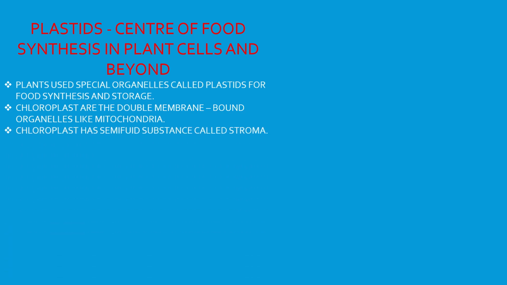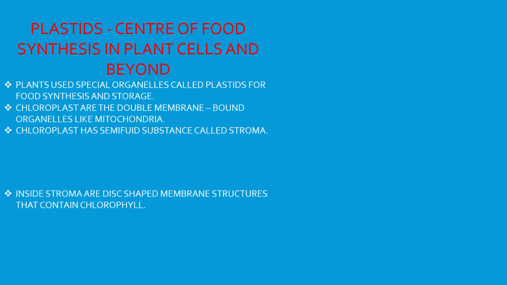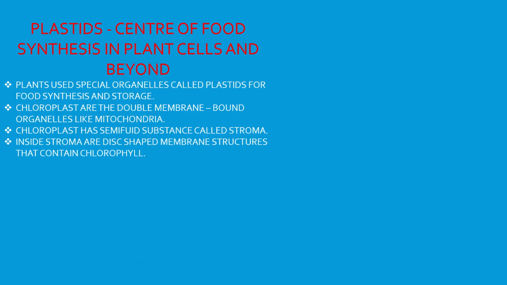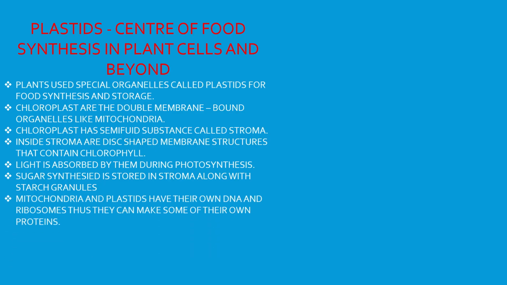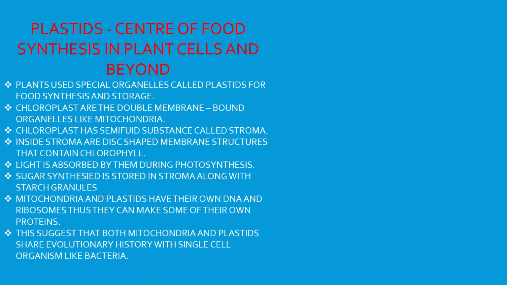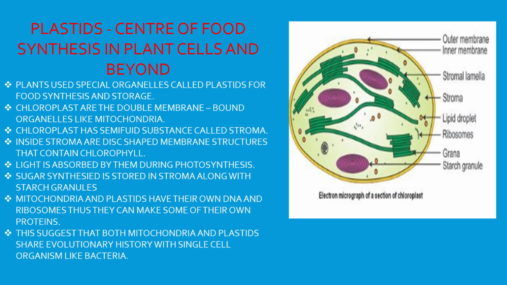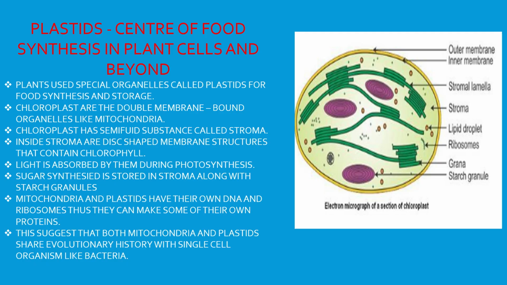Chloroplast has a semi-fluid substance called stroma. Inside the stroma are disc-shaped membrane structures that contain chlorophyll, and this chlorophyll absorbs light during photosynthesis. Sugar synthesized is stored in the stroma along with starch granules. Mitochondria and plastids have their own DNA and ribosomes, thus they can make some of their own proteins. This suggests that both mitochondria and plastids share evolutionary history with single-cell organisms like bacteria.